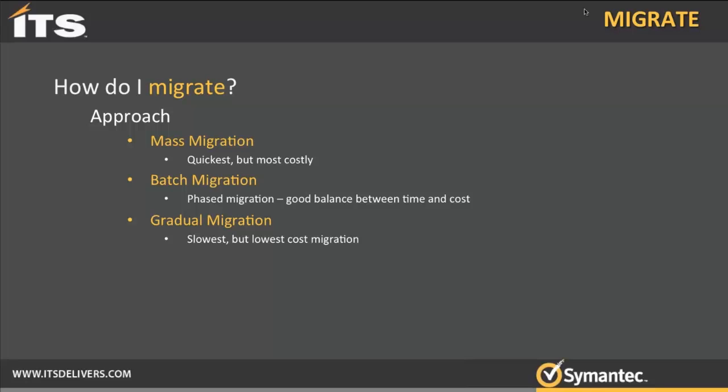The batch migration is not quite as costly as the mass migration, but it's going to take a good amount of time. Gradual migration, you're going to replace endpoints as soon as they need to be replaced. Maybe an endpoint dies, so you're going to replace it with a new machine. You'll move that user to the new OS. That's going to take a lot of time. So batch migration is typically what we're seeing as of right now with the XP to 7 migrations.